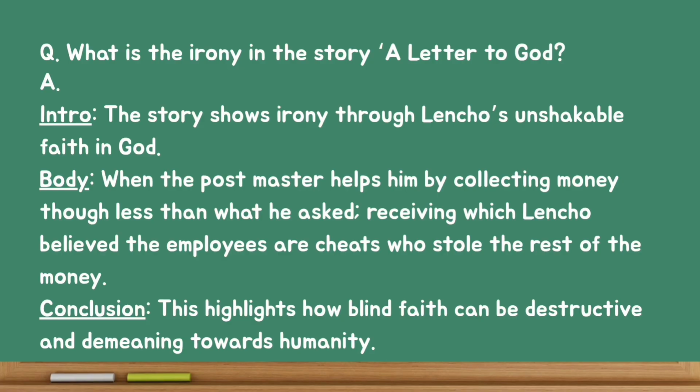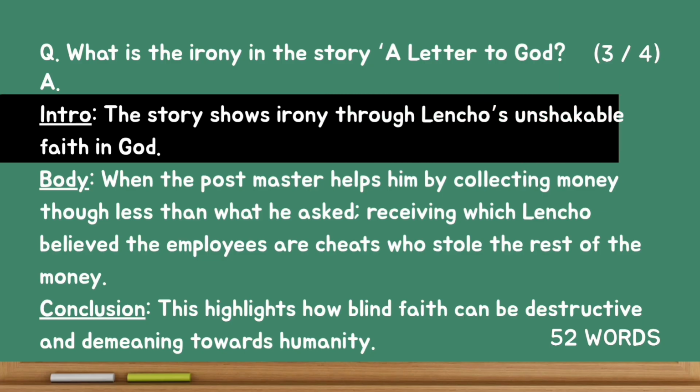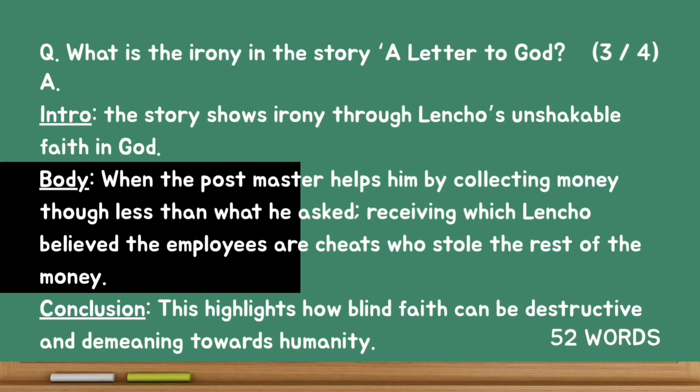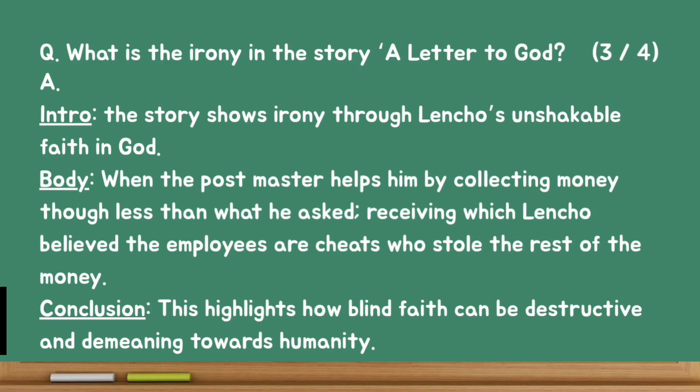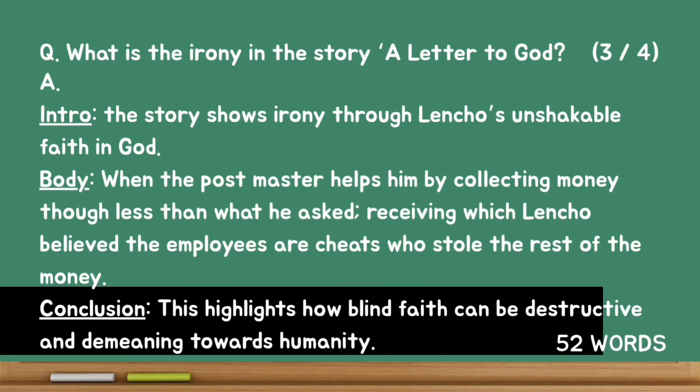Now let's see how we will frame this same answer for a question which contains 3 or 4 marks, which gives us a word limitation of 40 to 50 words. Introduction. The story shows irony through Lencho's unshakable faith in God. The body of the answer, when the postmaster helps him by collecting money, though less than what he asked for, receiving which Lencho believed the employees are cheats who stole the rest of the money. Conclusion. This highlights how blind faith can be destructive and demeaning towards humanity.